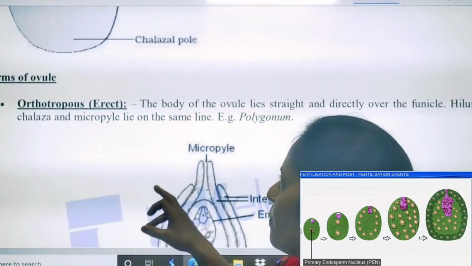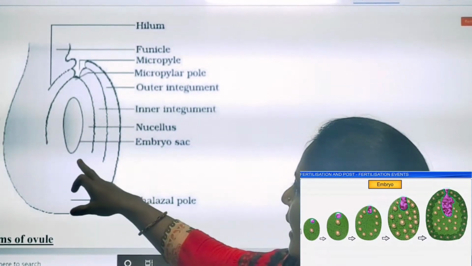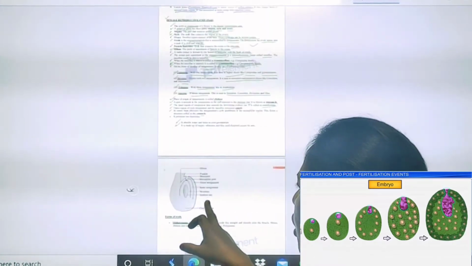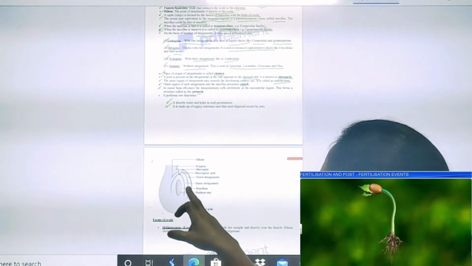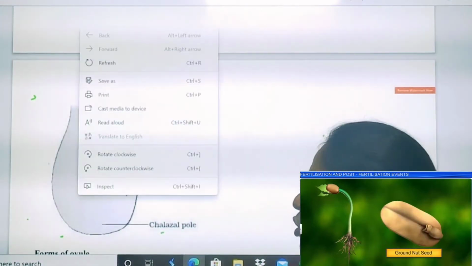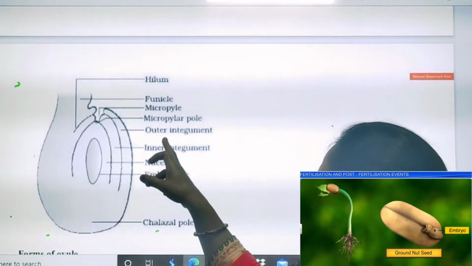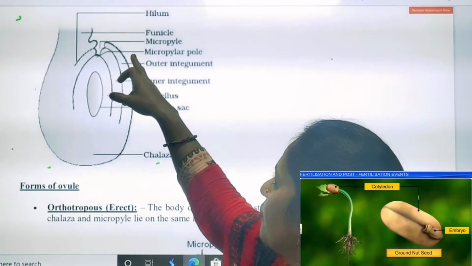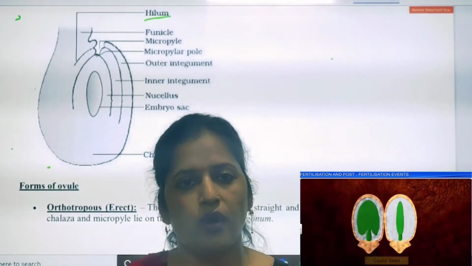Next is the diagrammatic representation of the ovule. This is the chalazal pole, and on the inner side there is the embryo sac. After the embryo sac there is the nucellus, and after the nucellus there is the inner integument, and after that the outer integument. That means it is divided into two layers, inner integument and outer integument. After that there is the micropylar pole, then the funicle, and the last one is the hilum. So this is the diagrammatic representation of the ovule.